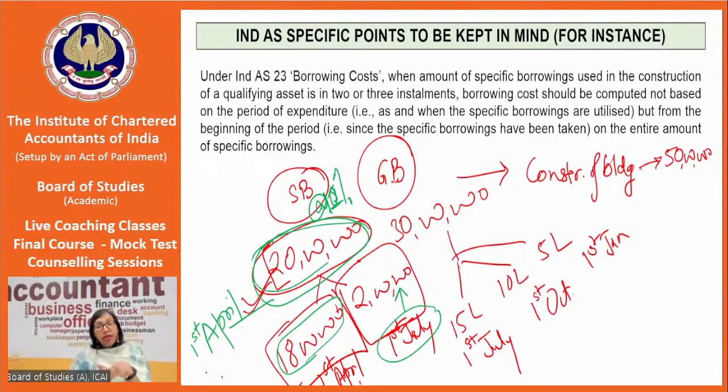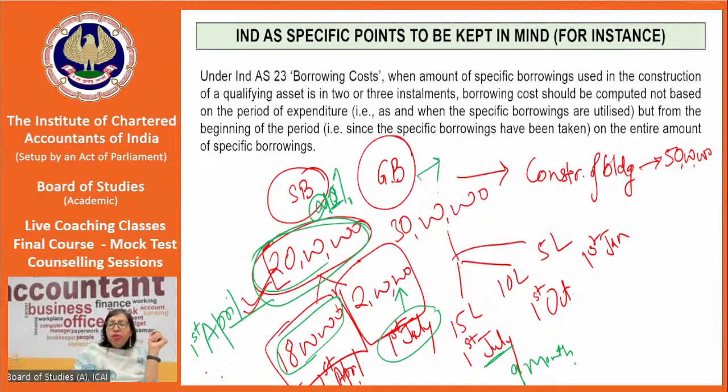However, in case of general borrowing, as and when the expenditure is incurred, based on the time period for which that expenditure was utilized for the construction of the qualifying asset, that period is to be taken into account, and that amount of expenditure is to be taken into account for calculation of borrowing cost on general borrowing. For example, for 15 lakh, since it was incurred on 1st July, from July, August, September, October, November, December, January, February, March, for 9 months this 15 lakh has been utilized. So you have to calculate for 9 months.